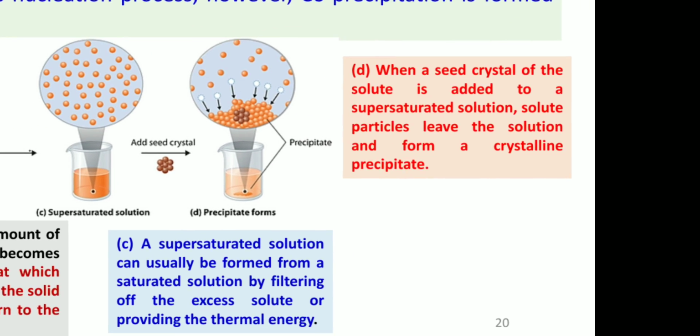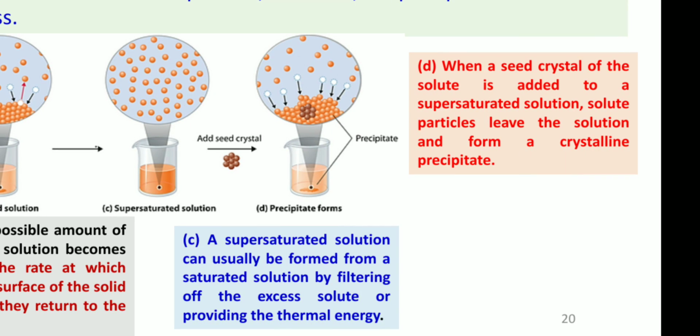That situation is shown in image D, where a seed crystal of the solute is added to the supersaturated solution, and then the solute particles leave the solution, the opposite of dissolution. Here the solute particles leave the solution and form a crystalline precipitate.